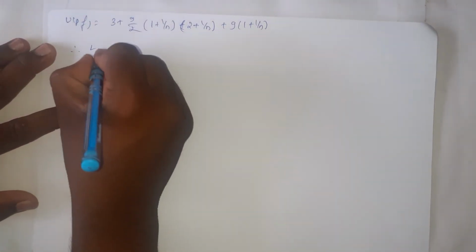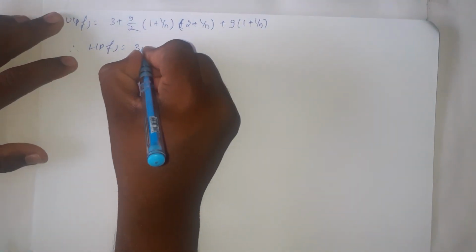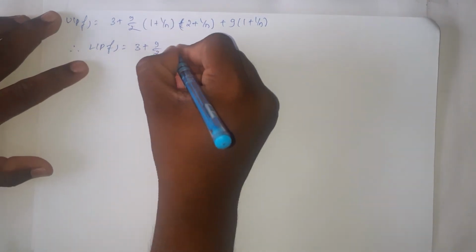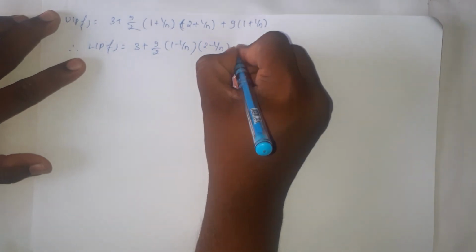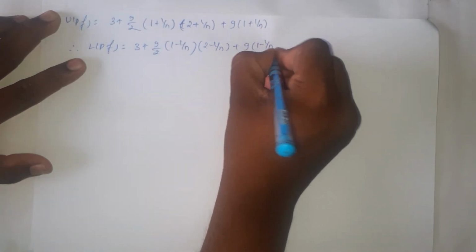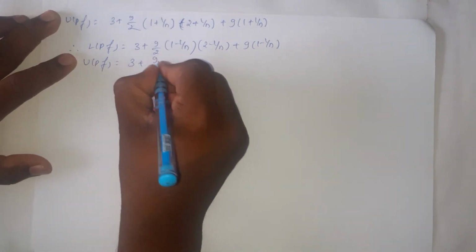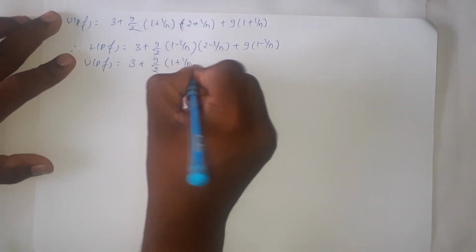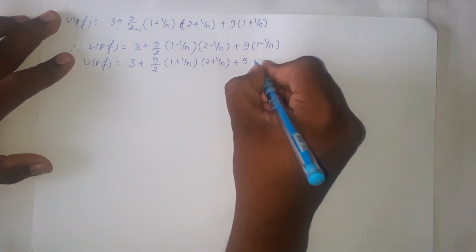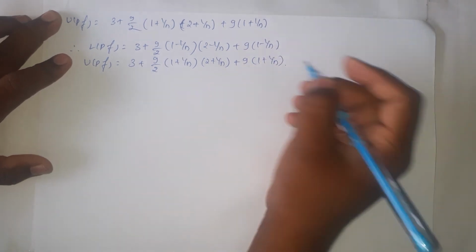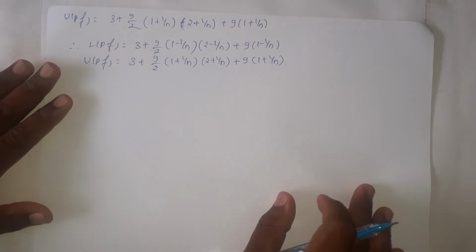Hence, we can write LPF is equal to 3 plus 9 by 2 into (1 minus 1 by n)(2 minus 1 by n) plus 9 into (1 minus 1 by n), and UPF is 3 plus 9 by 2 (1 plus 1 by n)(2 plus 1 by n) plus 9 into (1 plus 1 by n). So, these are the upper and lower Riemann sums.